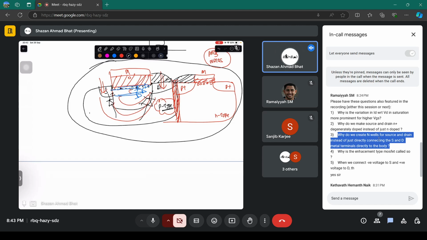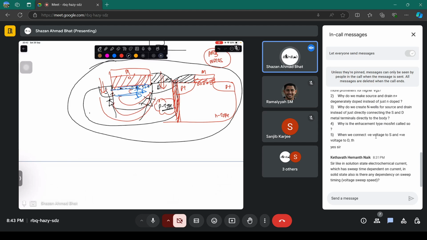Okay, and why is enhancement type MOSFET called so? Enhancement means you have to enhance the channel, unlike in depletion. It's just the English word. You enhance the channel, meaning you create it, you modify it, by applying the voltage. That means you turn it on by giving the voltage. Depletion means you turn it off. You deplete the channel of the carriers. You turn it off by applying the voltage. That's as simple as it.